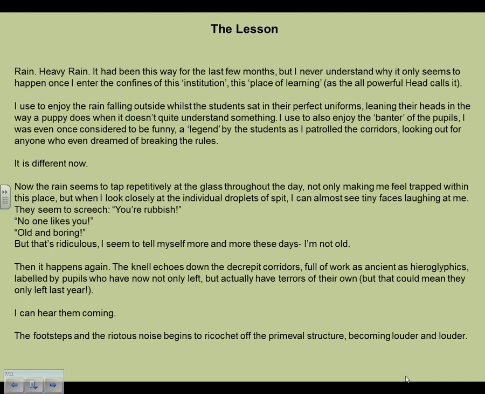Now the rain seems to tap repetitively at the glass throughout the day, not only making me feel trapped within this place, but when I look closer at the individual droplets of spit. Notice I've used spit, I'm varying the vocabulary, but spit sounds nasty as well. Just trying to build up that image of an unhappy situation.